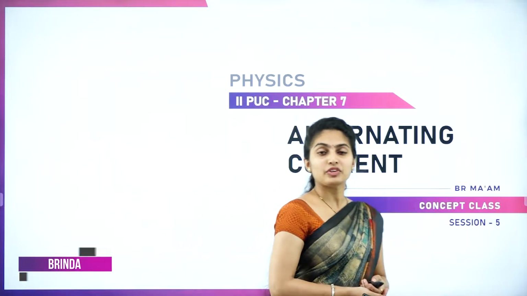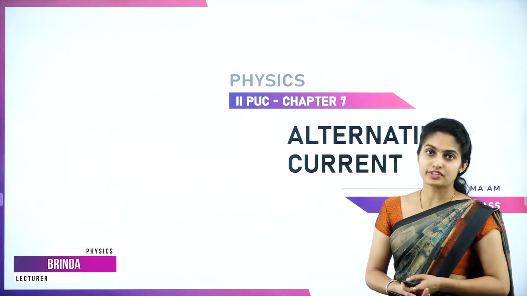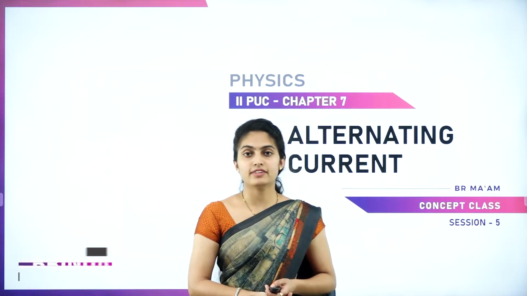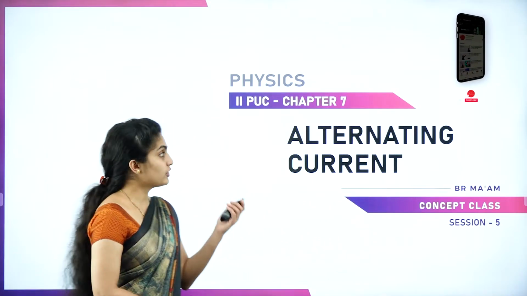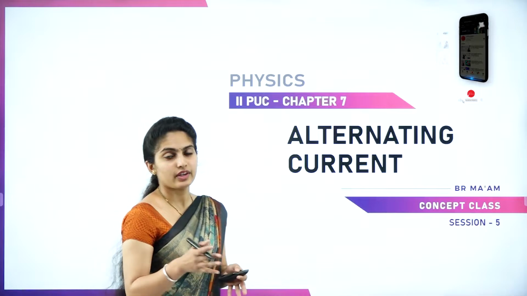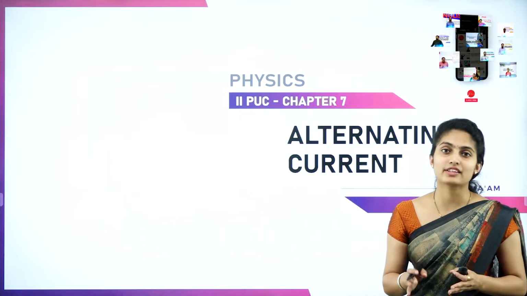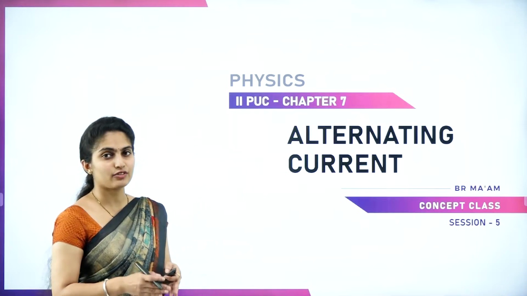Hello everyone, I am Vrinda, Faculty of Physics from Vidhyaashram Pre-University College, Mysuru, welcoming you all to session 5 of chapter 7, Alternating Current. In today's class, we are going to deal with the sharpness of the resonance curve, and next will be the wattless current, transformers, and the loss of energy in transformers. All these things will be studied today, and we will wind up the alternating current chapter here.